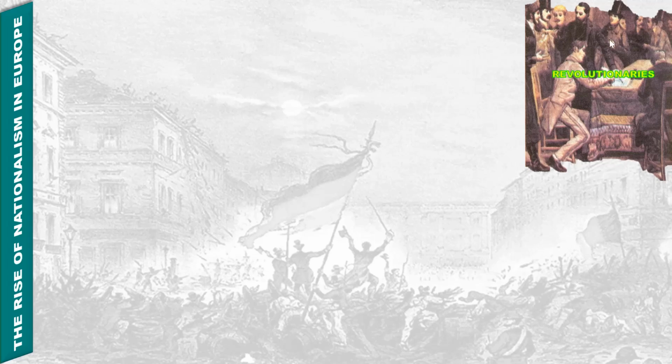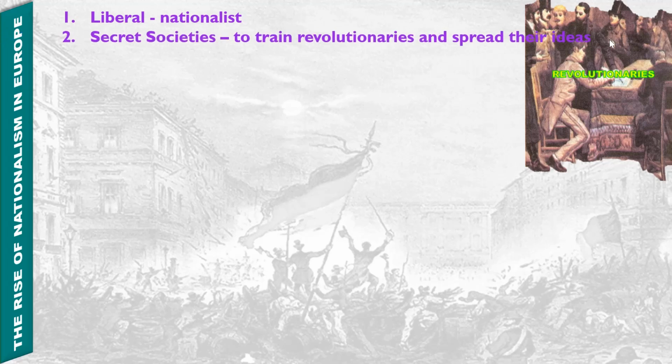During the years following 1815, the fear of repression drove many liberal nationalists underground. Secret societies sprang up in many European states to train revolutionaries and spread their ideas. To be revolutionary at this time meant a commitment to oppose monarchical forms that had been established after the Vienna Congress and to fight for liberty and freedom.